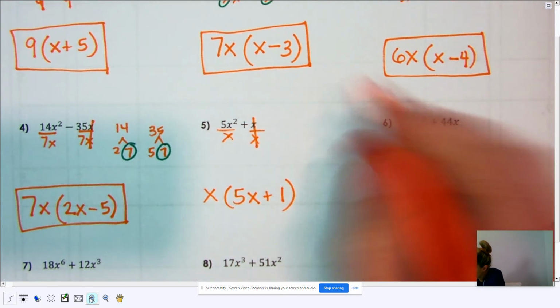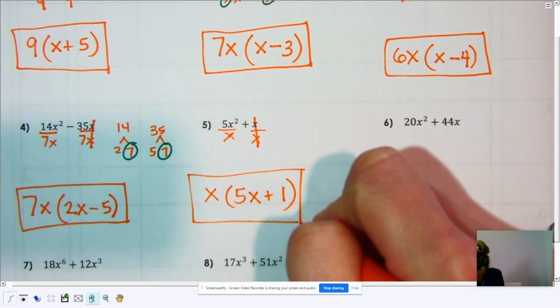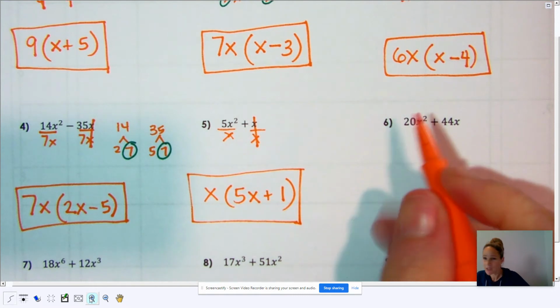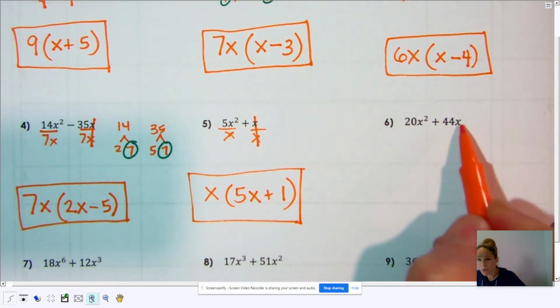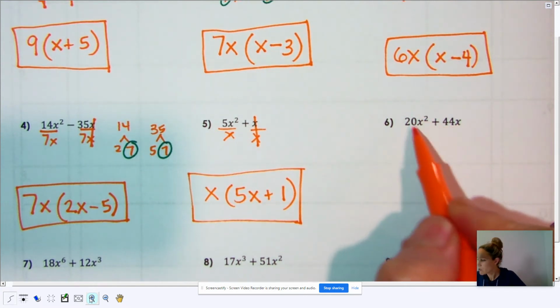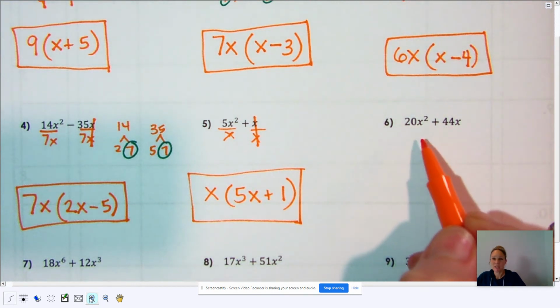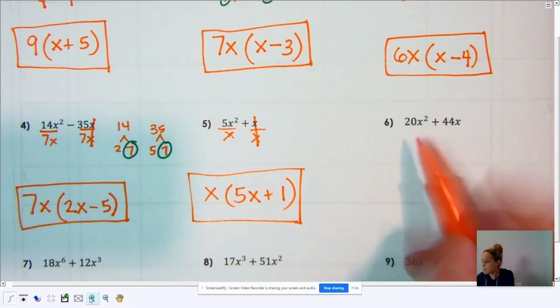For question number 6, we're going to look at both of these. And again, my secret shortcuts don't work. Does the smallest number go into both of them? No. If I subtract them and get 24, does that go into both of them? No. So that didn't work. So we're going to see what other things they have in common.